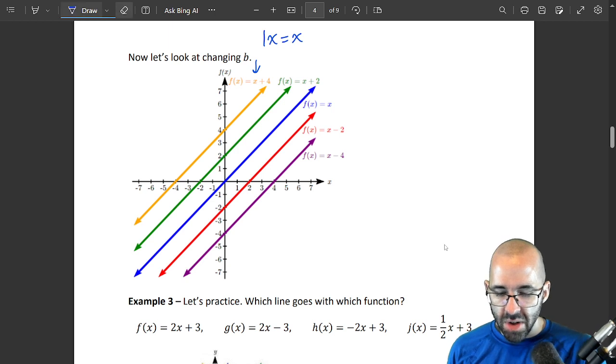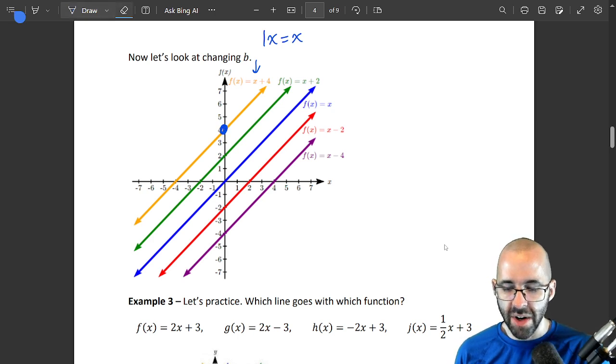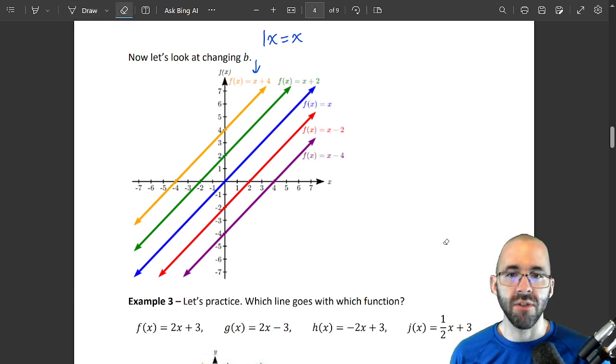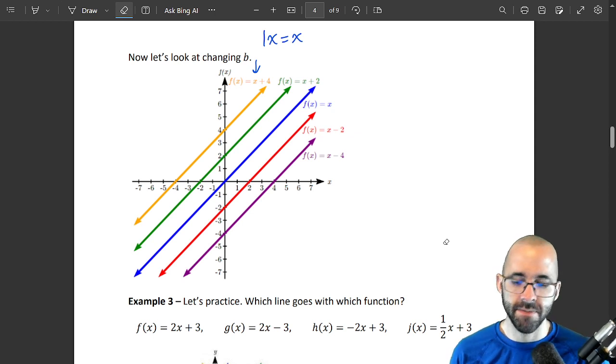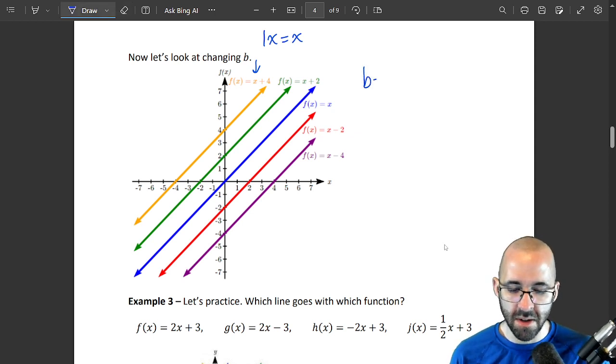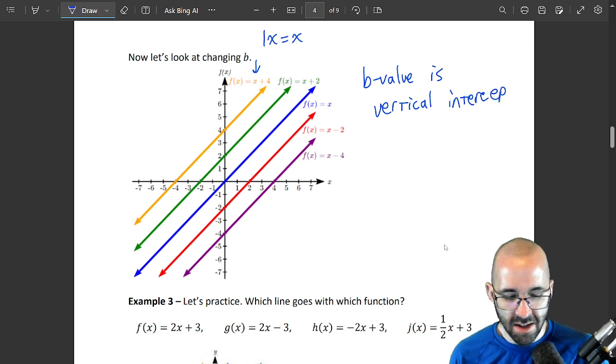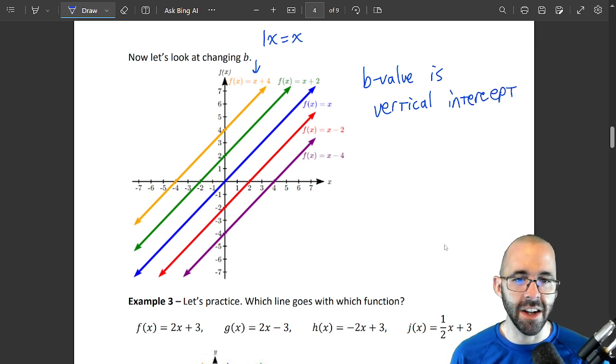Now, if we have a plus 4, that's our b value. It starts at 4, just right here. And now in the green, we only start at 2 because the b value is 2. So all of these just start at different places. We have different parallel lines. The b value is the y-intercept, or we could say it's the vertical intercept. We'll talk more about intercepts in a later video as well.